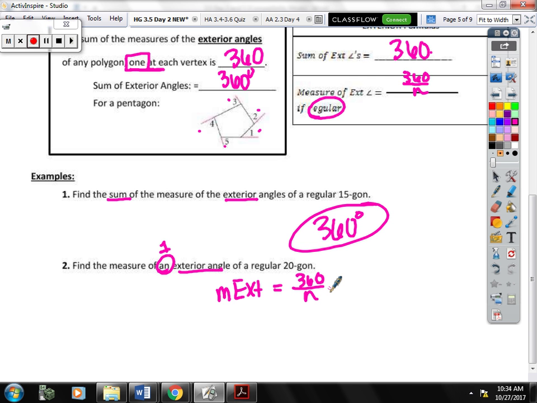A 20-gon means that n is 20. So we'll substitute that in. So 360 divided by 20 will get me 18, and that would be degrees. So the measure of one exterior angle of a 20-gon would be 18 degrees.